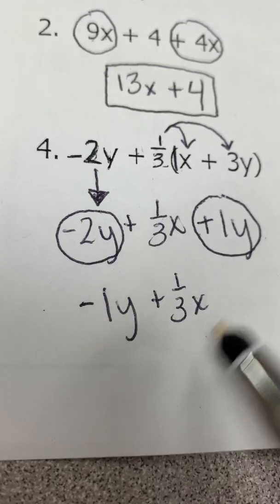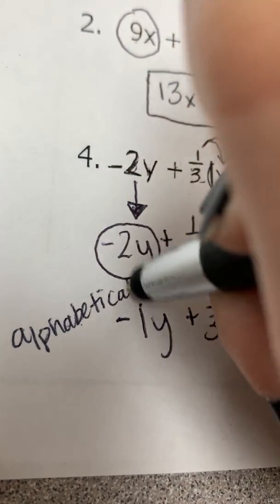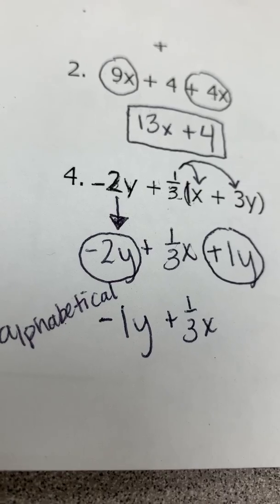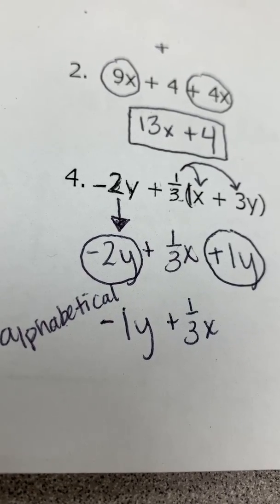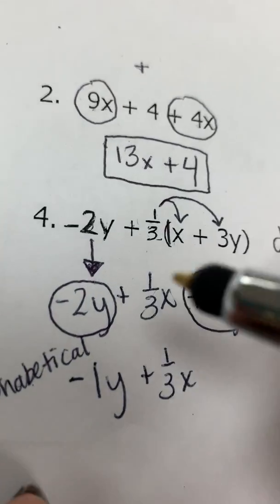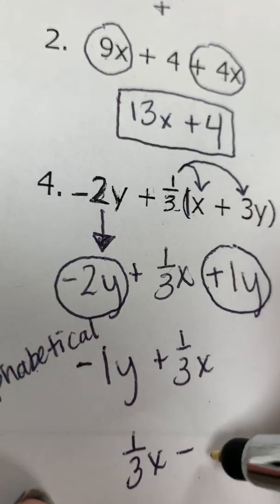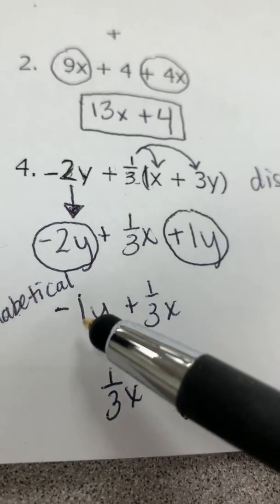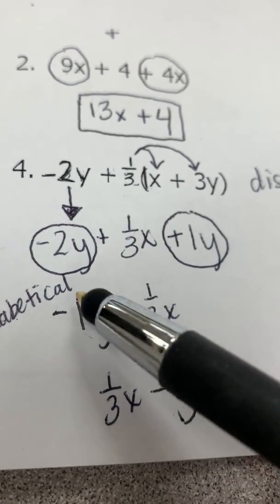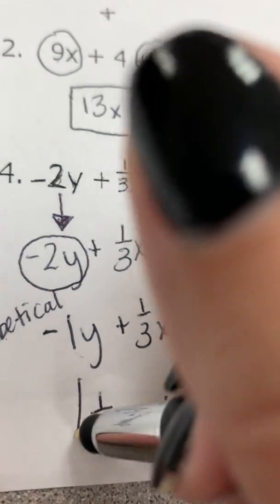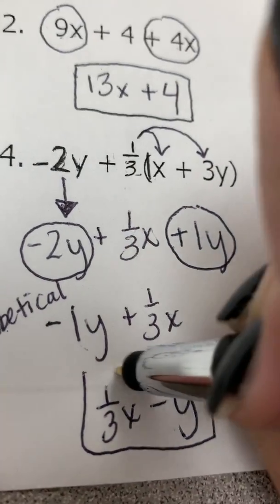I want them in alphabetical order. So I'm actually going to put x before y. So I'm going to rearrange this to 1/3 x minus y. Notice I'm dropping the 1 because it's invisible, and I'm bringing down my negative sign as the subtraction. So this is the final answer.